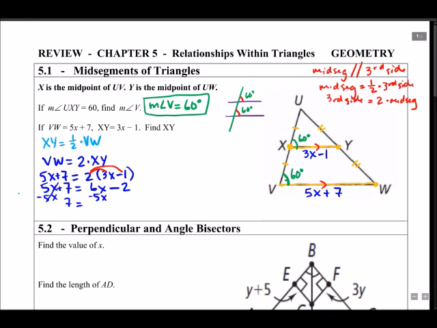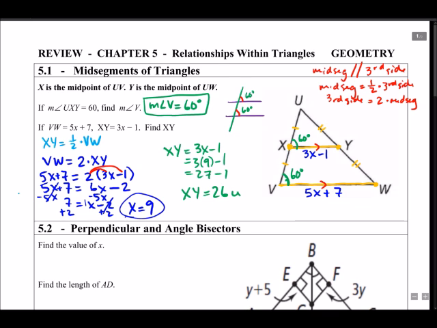So 7 equals, this is just 1x minus 2, and you can put the little invisible 1 if you like. Add 2 to both sides. Those cancel, and I am just going to get x equals 9. So I need this number, and what I'm going to do is substitute that back in. I know the length of XY equals 3x minus 1, so I substitute in 9 for x, and I get 27 minus 1. The length of XY equals 26 units.